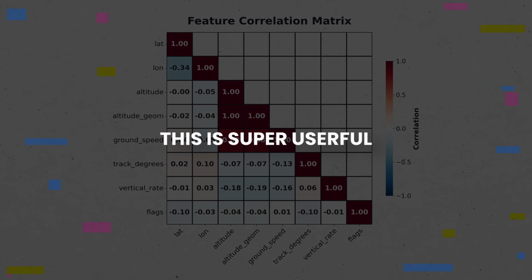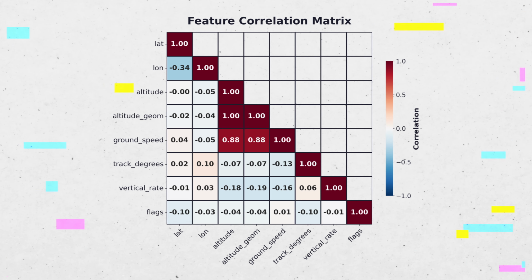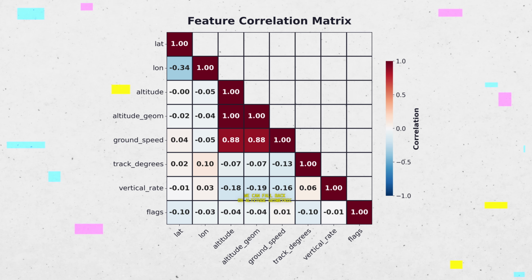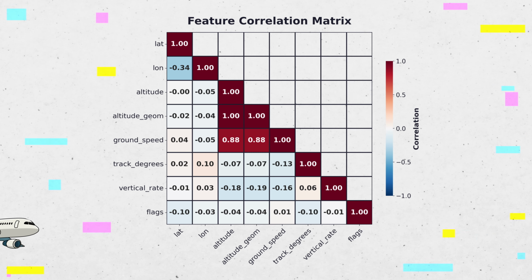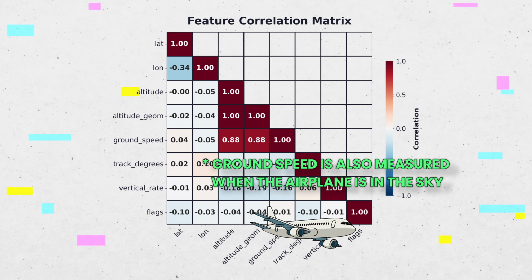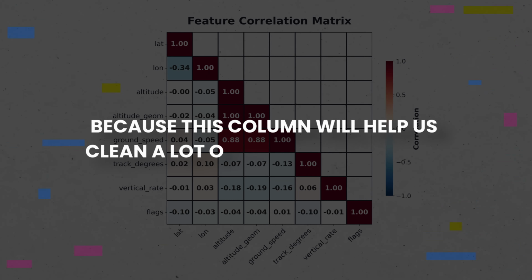And this is actually super useful for us. It directly shapes how we're going to handle missing values for these columns. If altitude is missing, we can fall back on altitude geometric and vice versa. And ground speed gives us a reliable hint about the aircraft's state on the ground. We will start by cleaning up ground speed, because this column will help us clean a lot of the others later on, so it's important to get it right first.